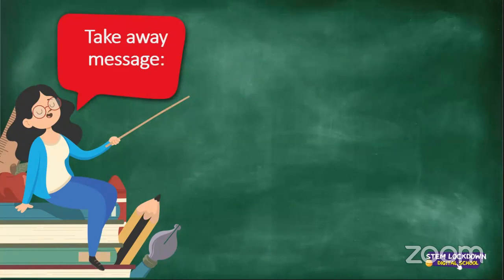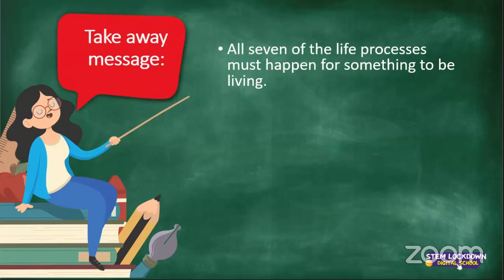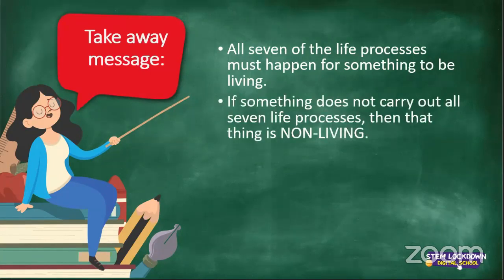Now we are quickly going to just recap on what we did today. Remember that all 7 of the life processes must happen for something to be living. So we can't just look at something and think, oh, this thing is moving, so it must be living. Or we can't look at something and think, this doesn't seem to move because I can't see it move, so it must be non-living. We have to look closely and see if all the 7 life processes happen. Not only 6 or 5, all of them have to happen for something to be living. If something does not carry out all 7 life processes, then that thing is non-living.